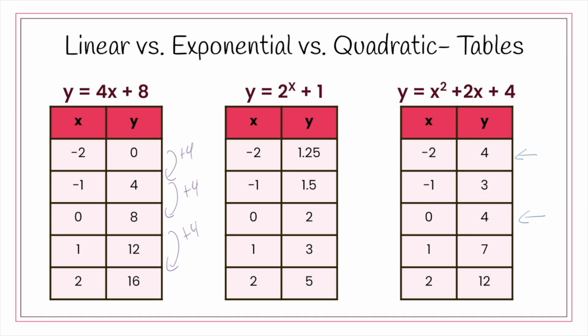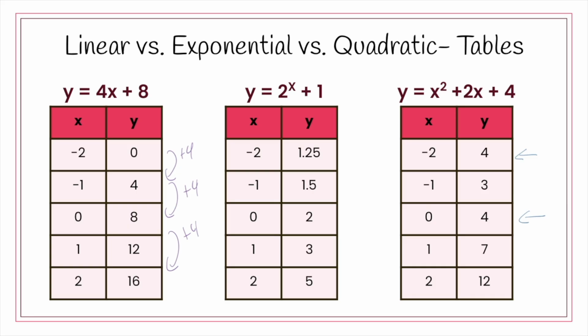In our linear, that's going to be making a line. It's going up 4 every time. For our exponential, again, we're going to be making that curve, and we're going to be taking 2 to the negative second, or 2 to the negative first, or 2 to the 0 power. So it's going to be creating that curve, and it's going to be going up as we make that base our exponent. For our quadratic, we know we're going to be making a U shape.